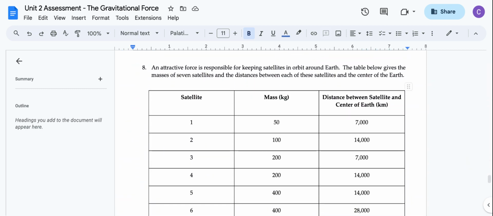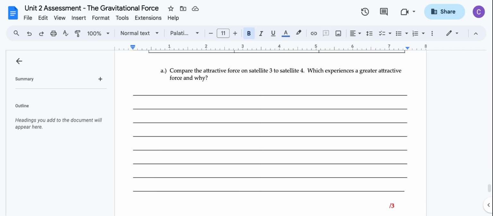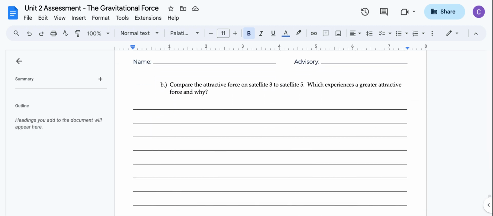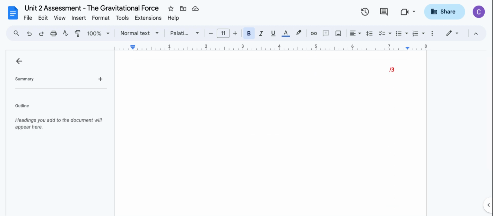8. An attractive force is responsible for keeping satellites in orbit around Earth. The table below gives the masses of 7 satellites and distances between each of these satellites and the center of the Earth. A. Compare the attractive force on satellite 3 to satellite 4. Which experiences a greater attractive force and why? B. Compare the attractive force on satellite 3 to satellite 5. Which experiences a greater attractive force and why? Good luck.